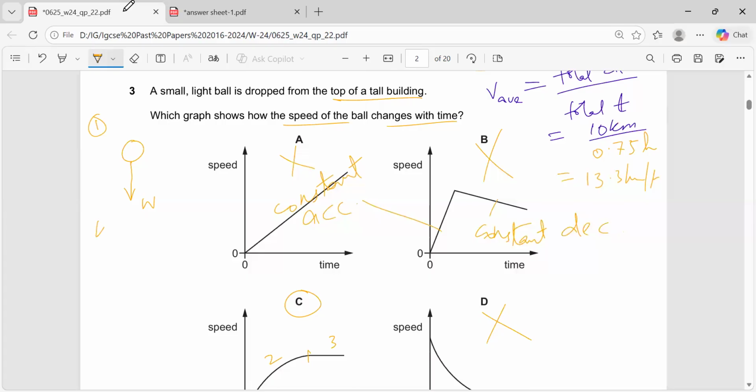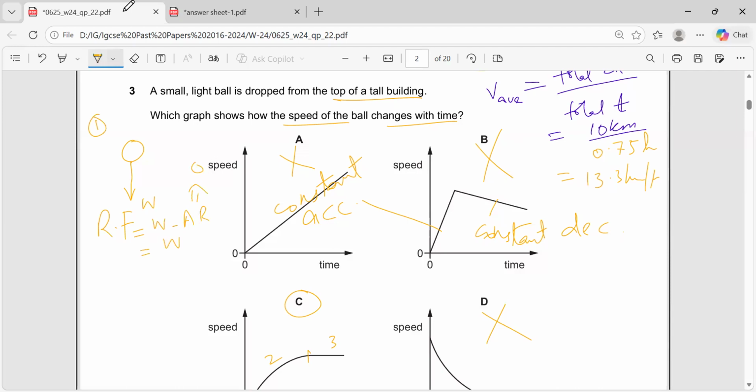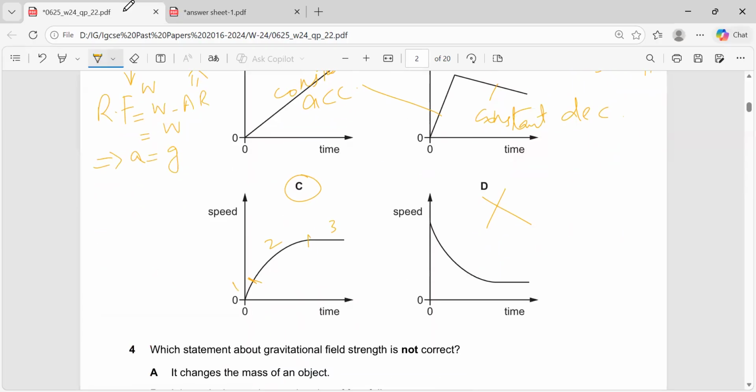So my dear friends, the resultant force in that case is equal to weight minus air resistance, but it is equal to weight only because air resistance is 0 in the beginning. So the ball will fall under the influence of force of gravity. This means that acceleration will be equal to g. So for a speed-time graph, it is a straight line. This is point 1.